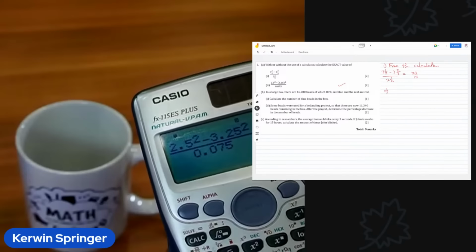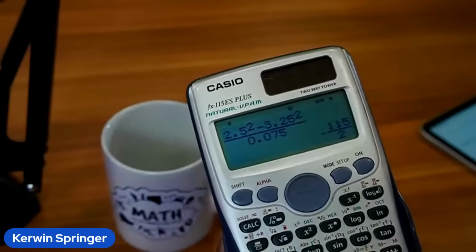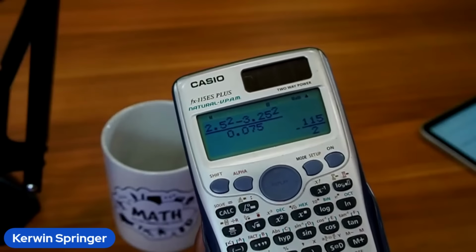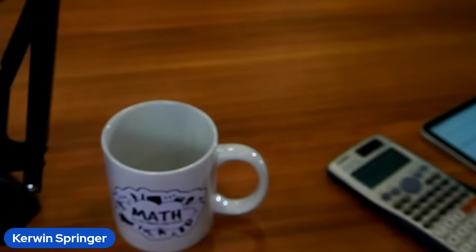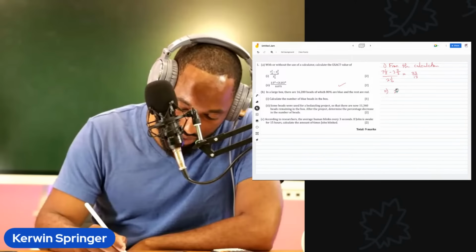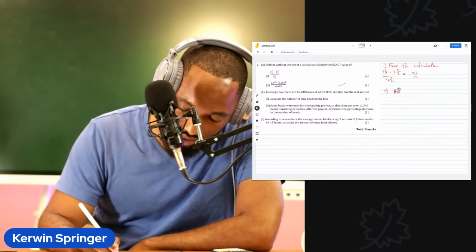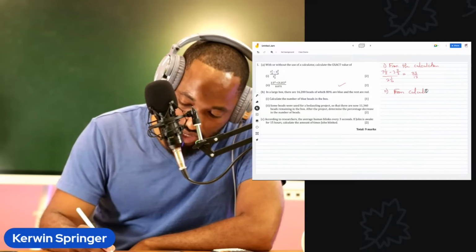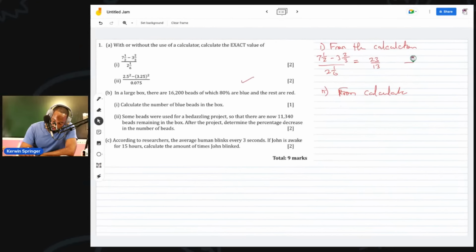Yeah, I expect a negative number. Now, it's very rare that I get a negative number in this case, so they usually don't bring up negative numbers here. So this is 2.5 from the calculator. By the way, this is the exact value, so I'm not going to change it. We want it in the exact value. From the calculator, 2.5 squared minus 3.25 squared over 0.075 is equal to negative 115 over 2.